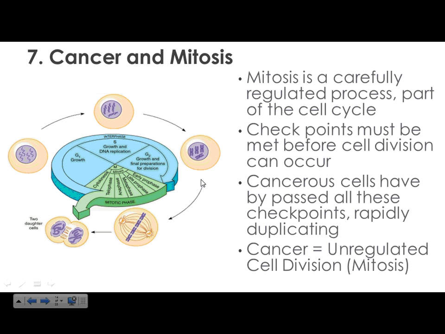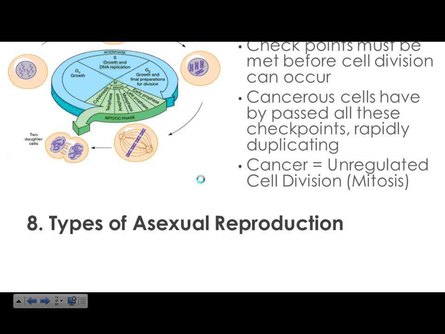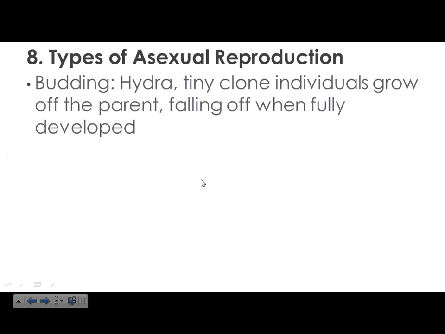Next question asks us about types of asexual reproduction. So first kind we have is budding. This is what we see in the hydra, which is a little single-celled pond creature. The hydra has a little tiny clone that grows off the parent, and once it's fully matured, it falls off. So imagine you've got a little mini version of yourself growing off of your side, and then one day, little mini you falls off and runs away.